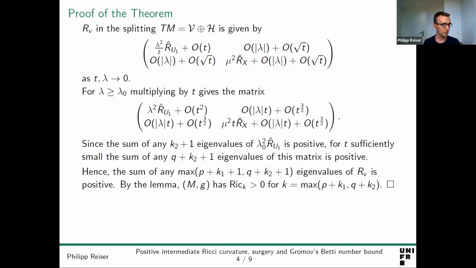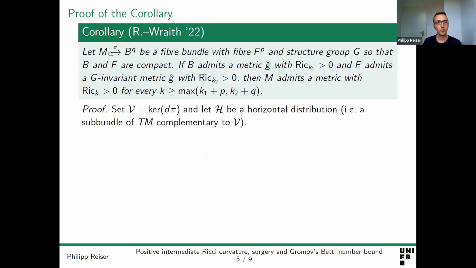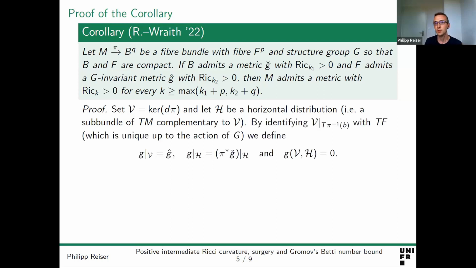Okay, this is the proof of the theorem. And now for the corollary, there's not much we have to show once we have the theorem. So how do we get a metric on M, on the total space? In this setting, we do not start with a metric on the total space, but we can still define the vertical part simply as the kernel of the differential of the projection. And now we choose any horizontal distribution. That means just any subbundle of the tangent bundle that is complementary to the vertical part at every point. And in this way we can identify the vertical part with the tangent bundle of each fiber.